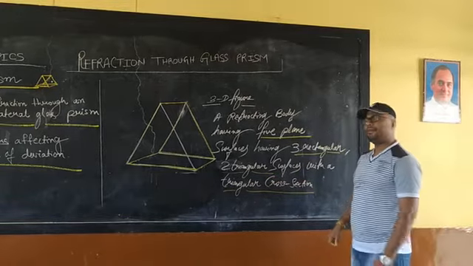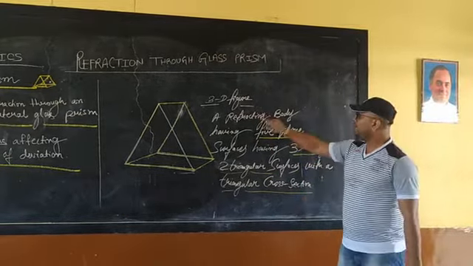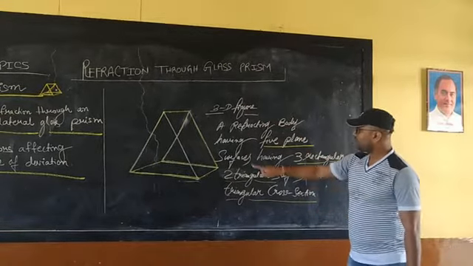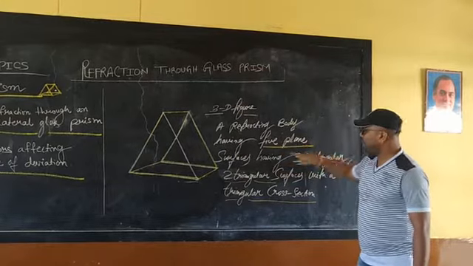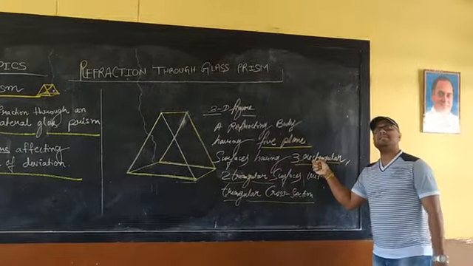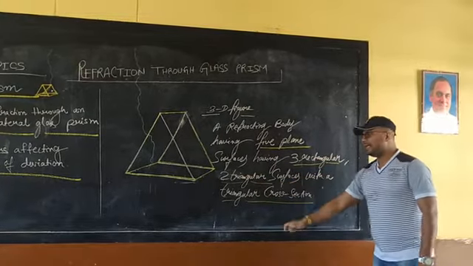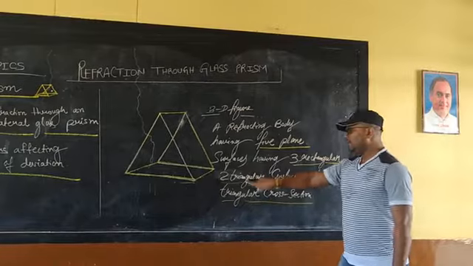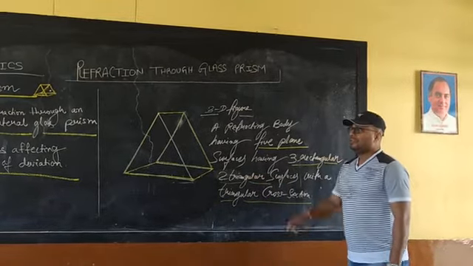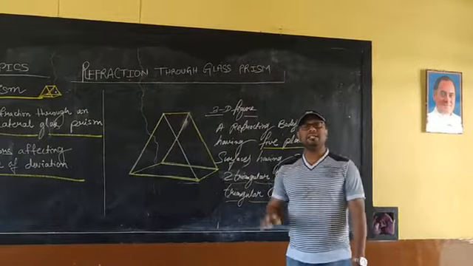Once again, how can we define the prism? A prism is a 3D refracting body, or plane refracting body we can say, having five plane surfaces, where the three rectangular surfaces along with two triangular surfaces, and they have a triangular cross section in between. So the next topic we are going to discuss is the refraction through the glass prism.